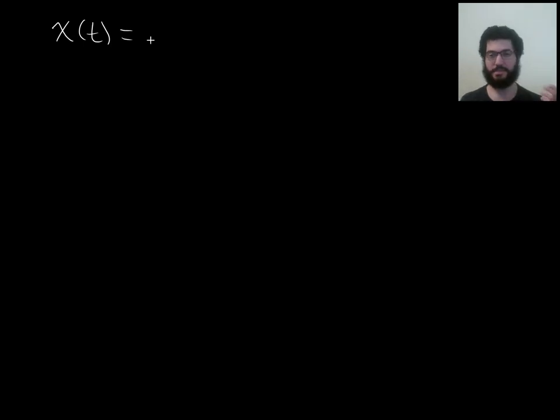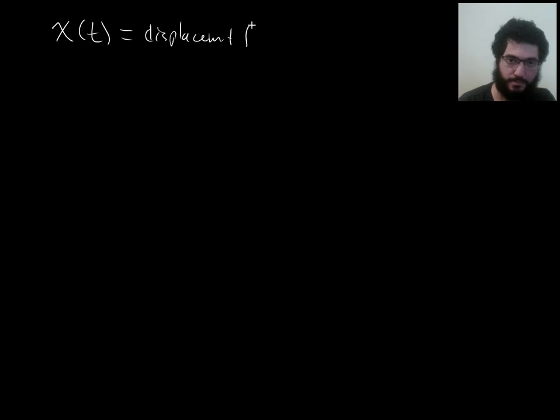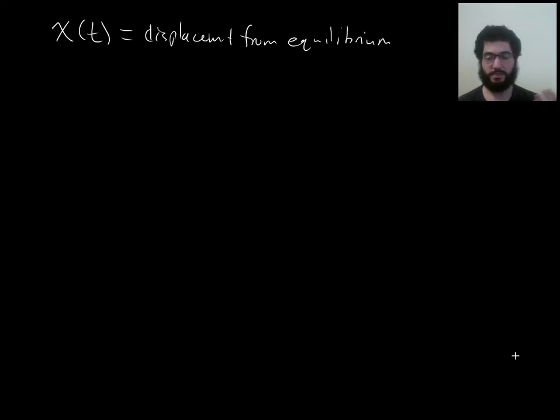So let's assume that you have a system where, I mean, it doesn't have to be a mass on a spring, but let's just say x of t is the displacement of something from equilibrium. So you've just got something that can move in one dimension, and there's an equilibrium position for it. So there's a position where if it's there, then it will stay there forever.